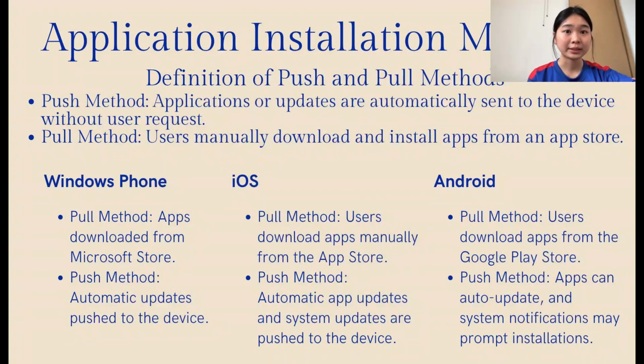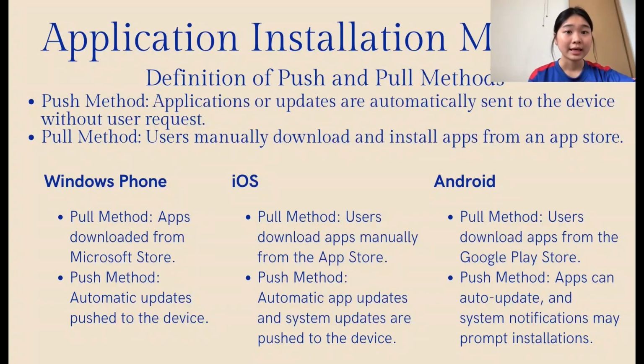There are two main methods, which are the push and pull methods. The push method refers to updates or applications being automatically delivered to the device, while the pull method requires users to actively download and install the application. In other words, push reduces user effort, while pull gives users more control.